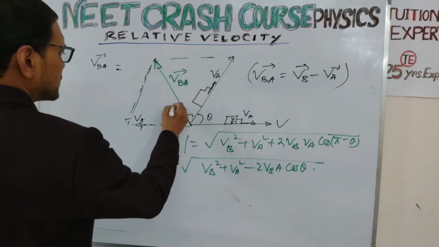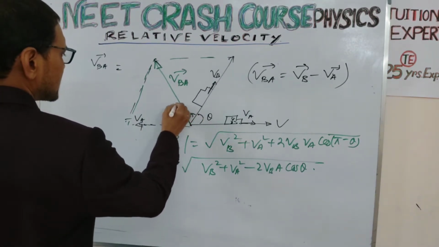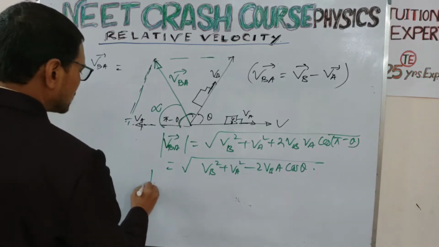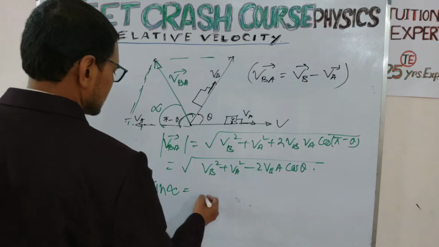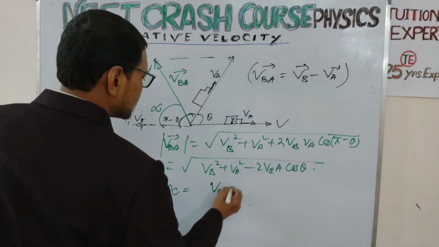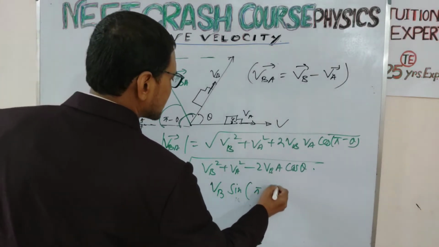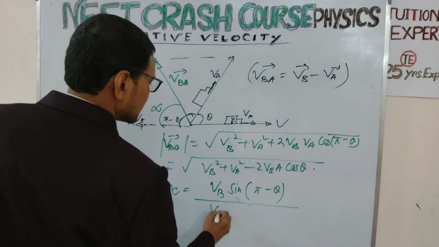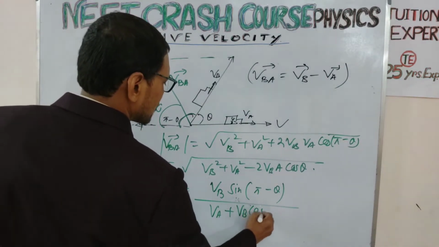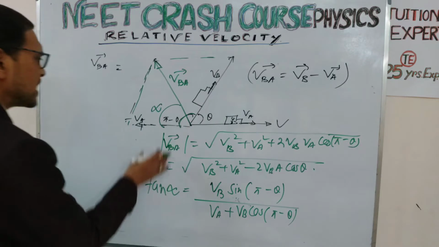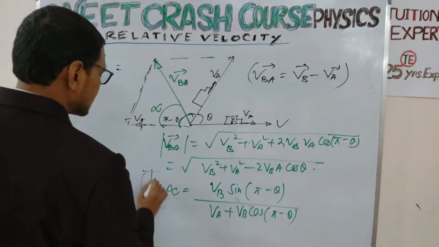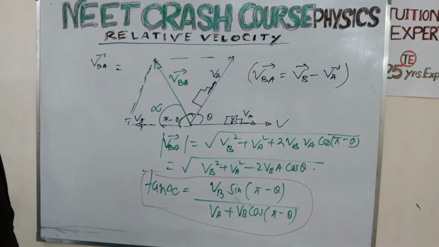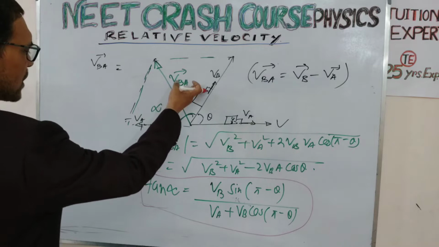And if we have to measure this angle, which is pi minus theta, then we know tan alpha equals VB sin of this angle pi minus theta by VA plus VB cos pi minus theta. So this will be the angle alpha. Angle alpha is measured by this formula. This is actually the formula of the parallelogram.